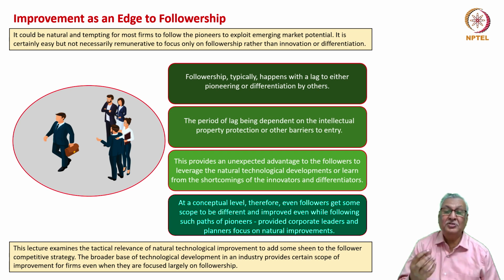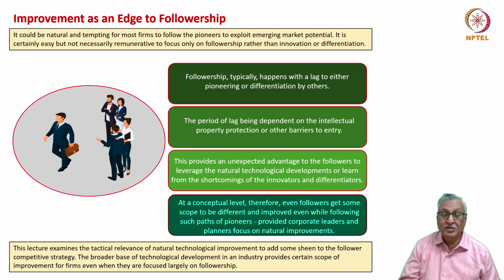The only thing standing in favor of innovation is that the fundamental concept is the one which has brought the innovation to the marketplace and therefore has a monopoly position in the hearts and minds of the consumers. At a conceptual level, therefore, even followers get some scope to be different and improved, even while following the paths of innovators and differentiators. For this, the corporate leaders must focus on natural improvements to be incorporated. Just because the innovator product had a certain specification, it need not be that the follower product also should have the same specification. To make things very clear, suppose the innovator product had plastic casing, and today metal casings with much better finishes are available off the shelf.